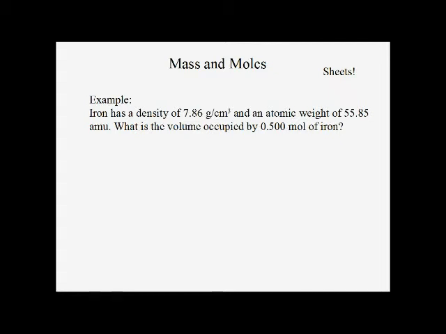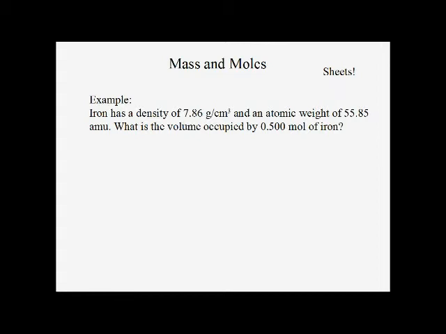We don't have the sheets yet, but what do we have here? We have iron with a density of 7.86 grams per cubic centimeter, atomic mass of 55.85. We could have pulled that off the periodic table. And we want to know volume.